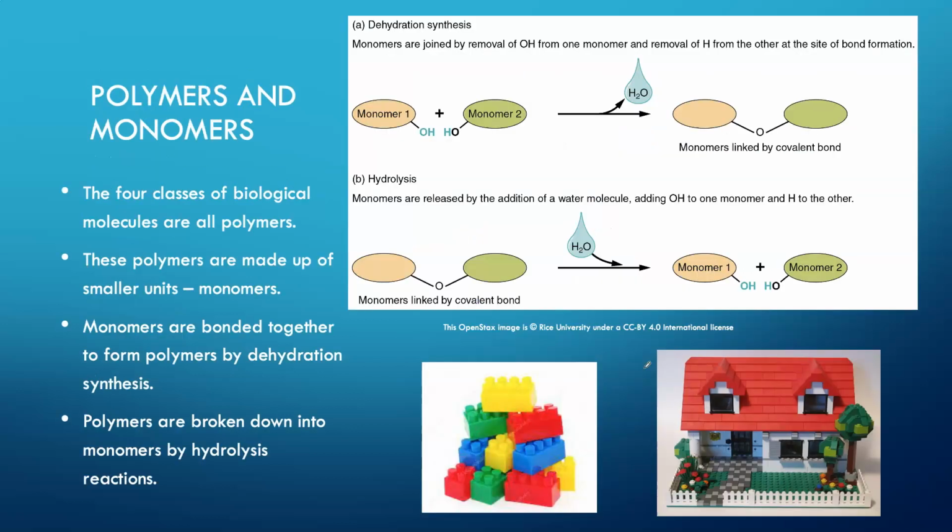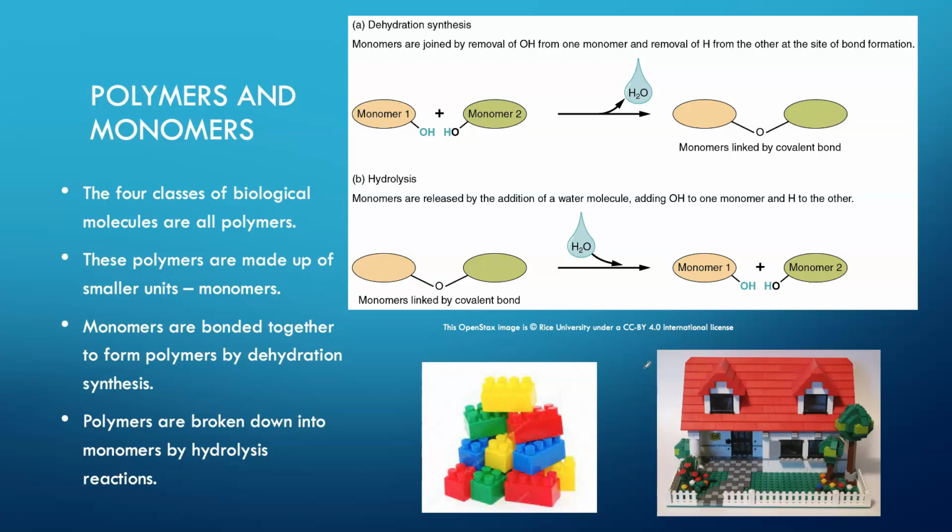Now, the great thing about macromolecules or biological molecules is there are some common themes that we can understand to help us with all 4 classes: carbohydrates, proteins, lipids, and nucleic acids. Notice I have a picture down here of some Legos, individual Lego blocks, and then a completed project. If you're thinking about Legos, each individual block is a building block, and you can put those blocks together in different ways to form a product or a polymer.